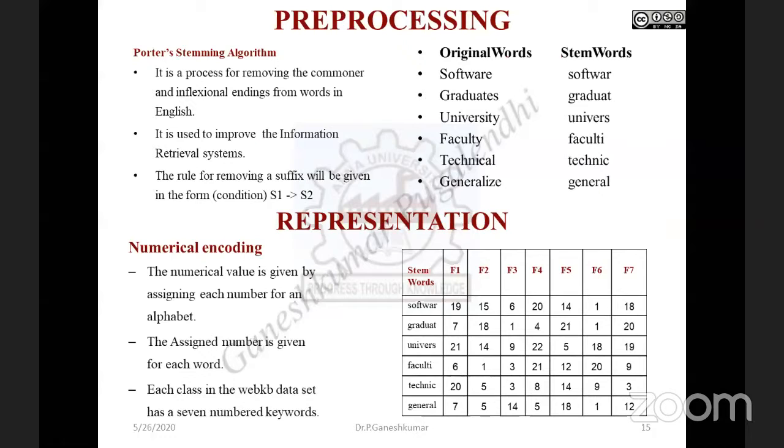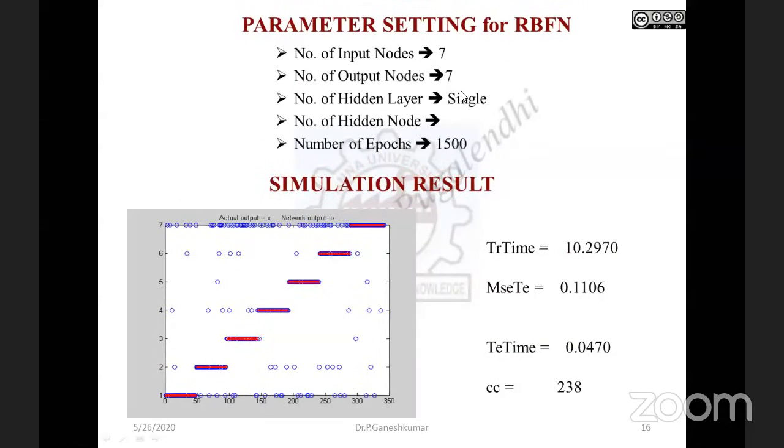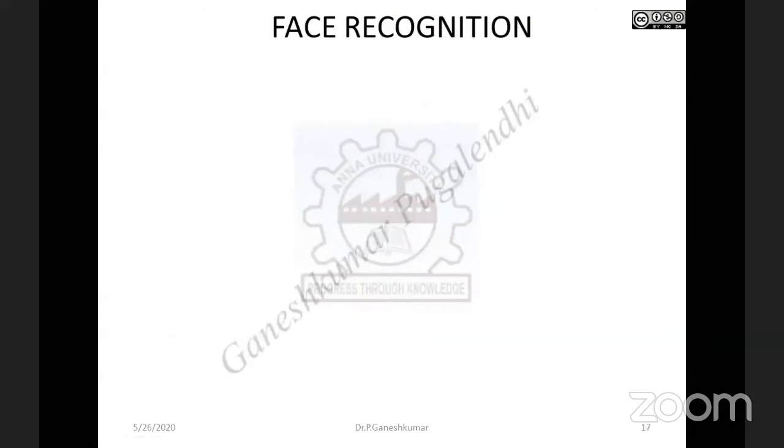So in pre-processing, some words have been taken from the website. These are stem words, and the numerical encoding has been conducted. Totally 7 input nodes have been taken. Input nodes 7, output nodes 7, because the same input has to be produced in the output. So this is the model parameter for which we have got the output. The total number of outputs is 238. So this is the way you need to display the result.